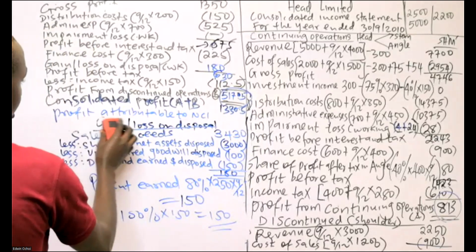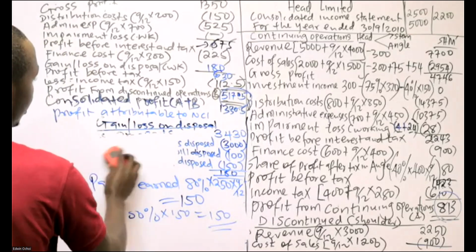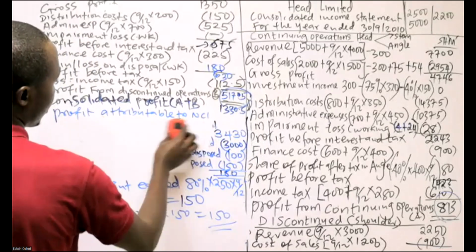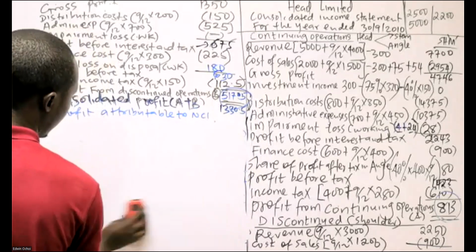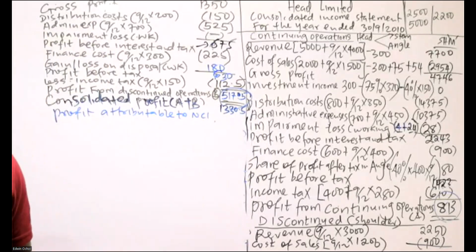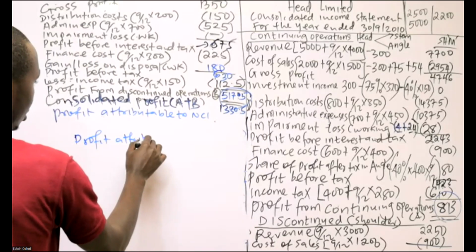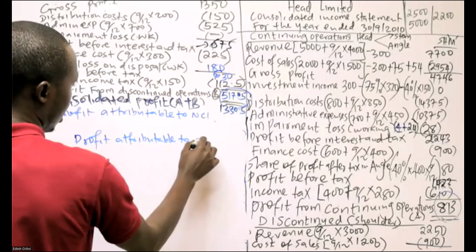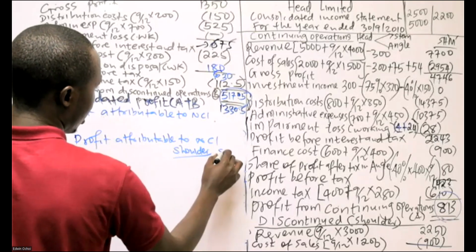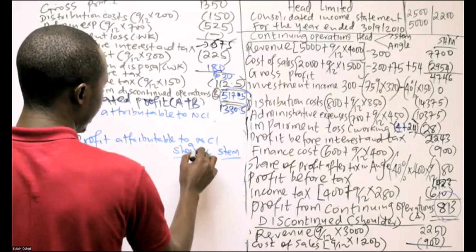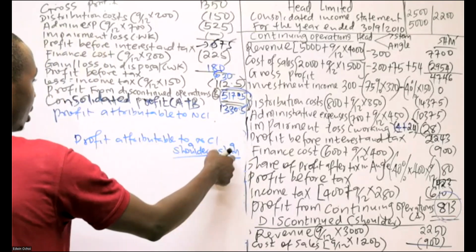Then profit attributable to NCI. I think you are done with these. Profit attributable to NCI workings. So you talk about Shoulder and Stem. That is where the NCI is for 9 months.